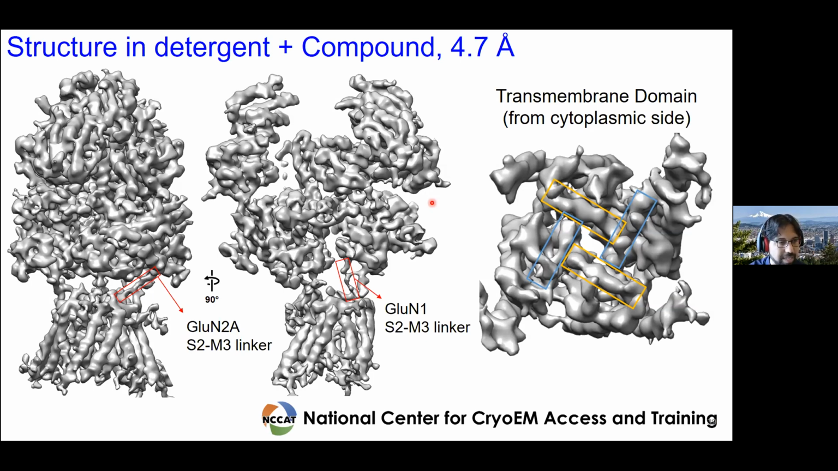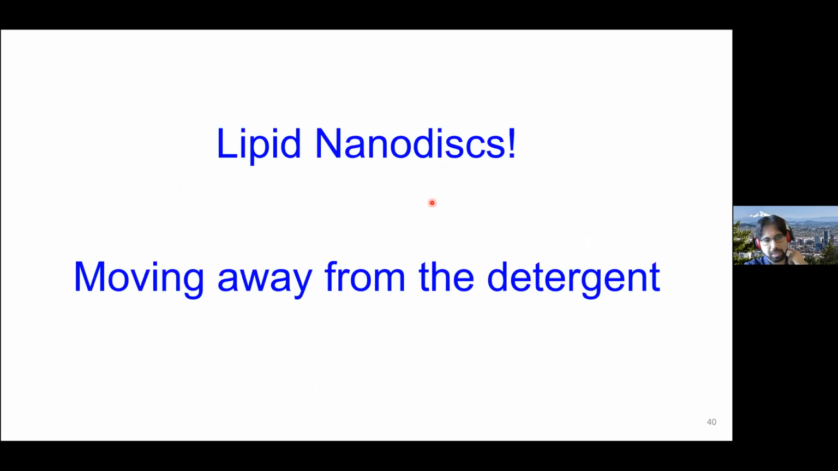And we thought that might be hurting us in terms of reaching the resolution limit that we want to reach. So the question is, how do we get the receptor to go into thinner ice? We tried different approaches, different grids, different additives, and nothing really helped us out. But we decided, okay, let's move away from detergent and let's see what that does.